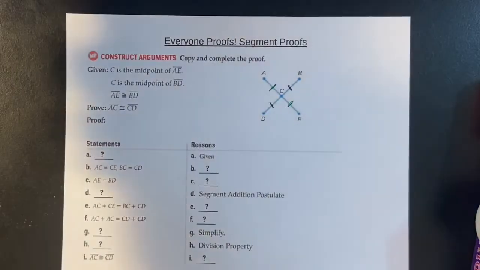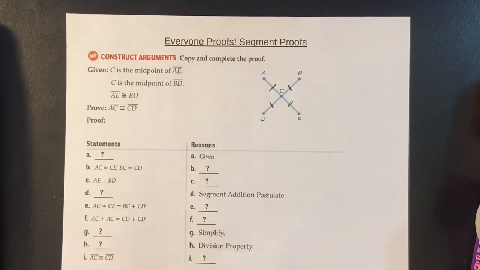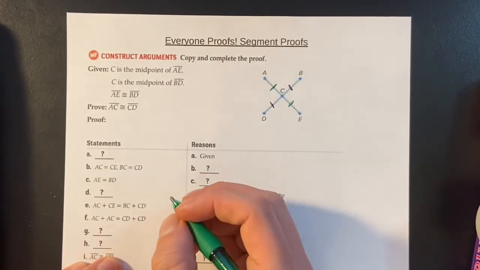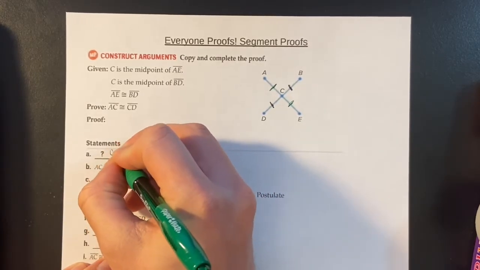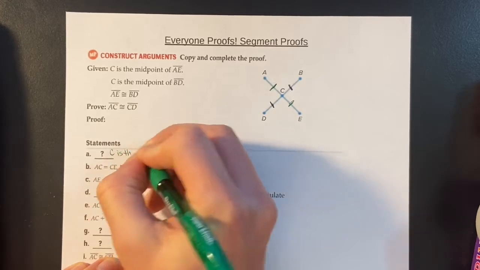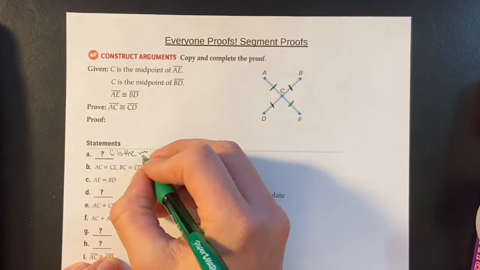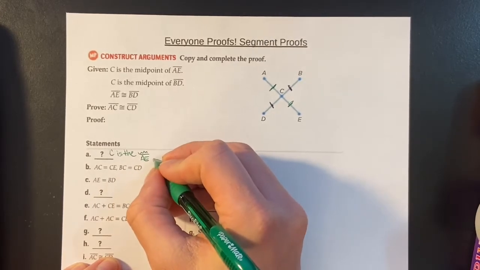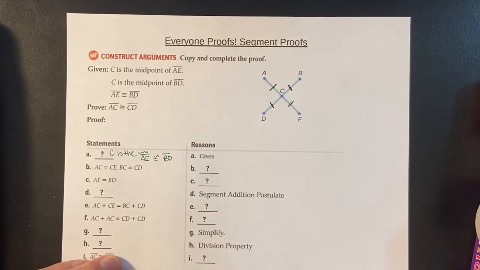So let's see what they did. Let's see how they did it. And I'm just going to fill in the blanks. Statement A is always going to be the given. The first thing on the left is always going to be the given. So we have a lot to write here for the given. So C is the midpoint, blah, blah, blah, and also AE is congruent to BD. I don't have a whole lot of space, that's why I'm being lazy. Please let me be lazy for once, please.